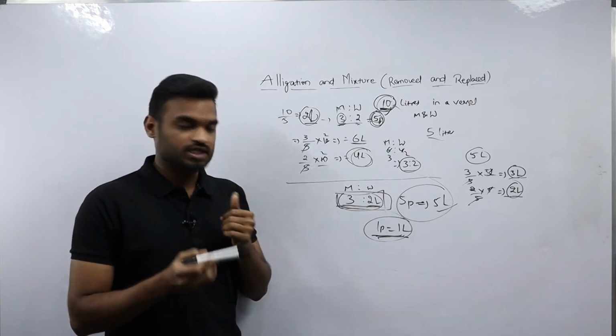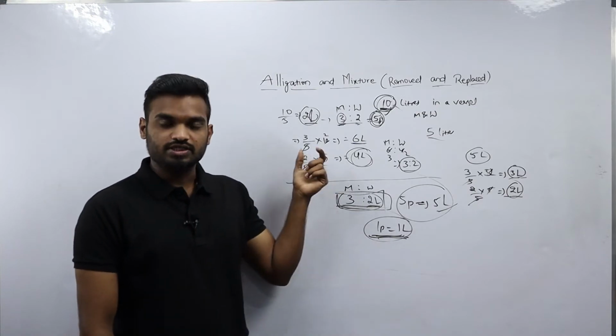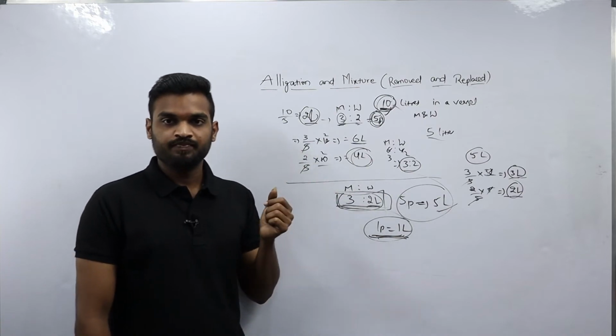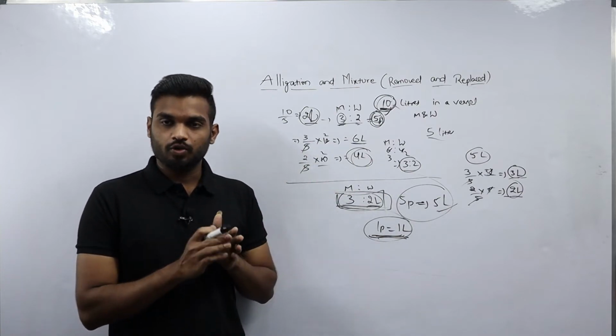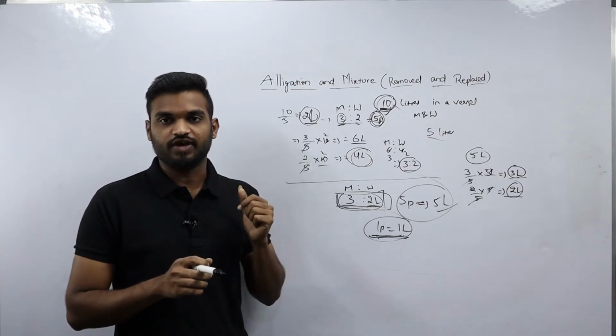The only thing that changes is the value of the number of parts. This is the only concept you need to understand in remove and replace. If you understand this, you can simply solve the problems. Remember this: no matter how many liters are taken out or how many liters are added, the ratio will be the same in the initial and final.